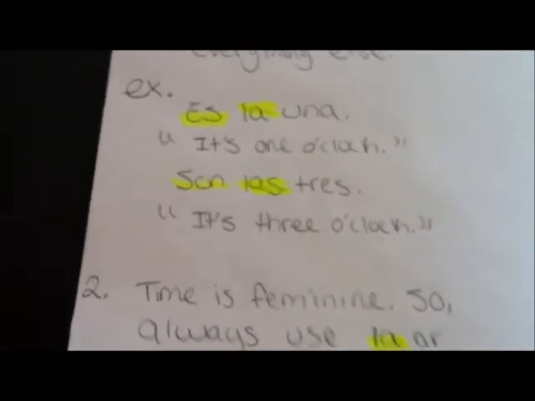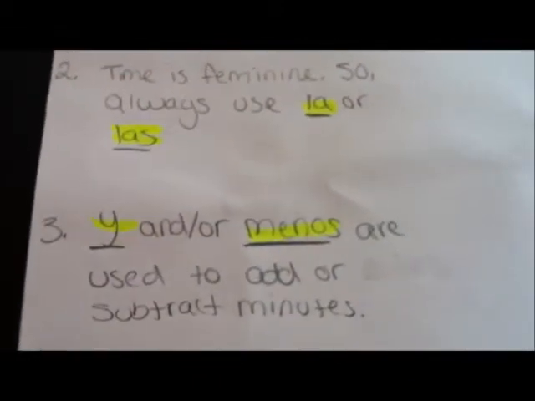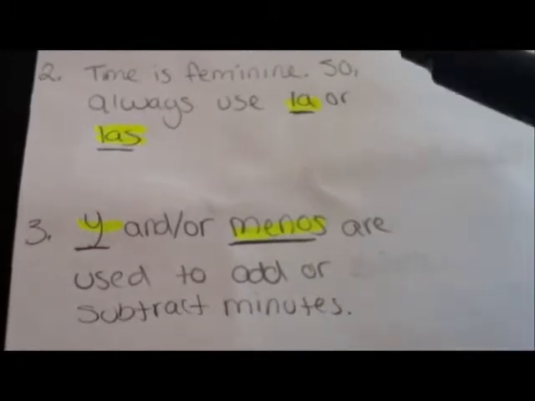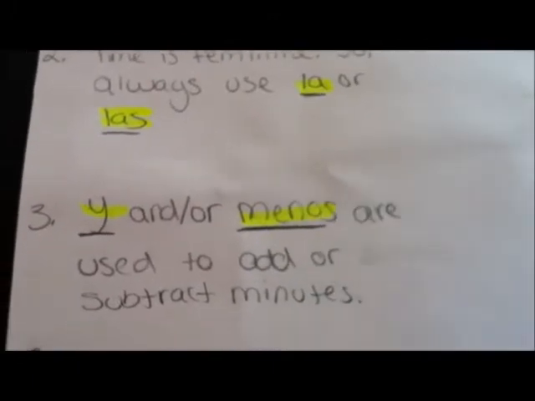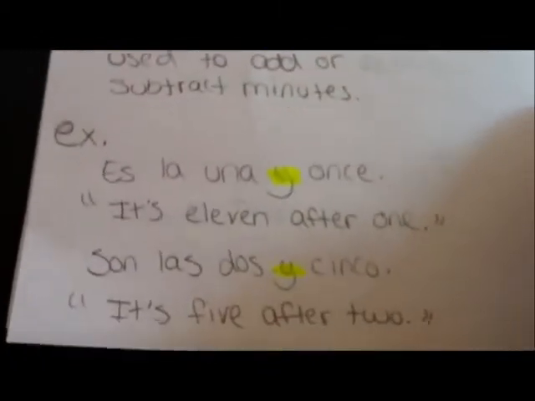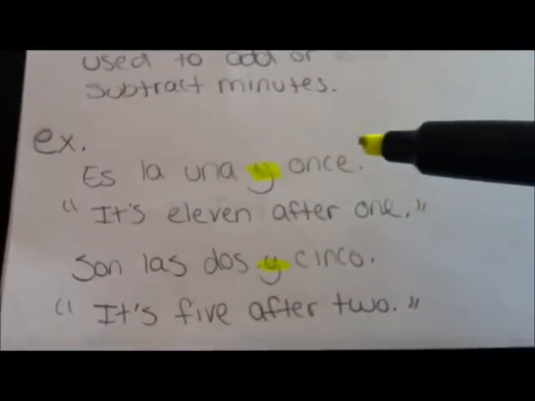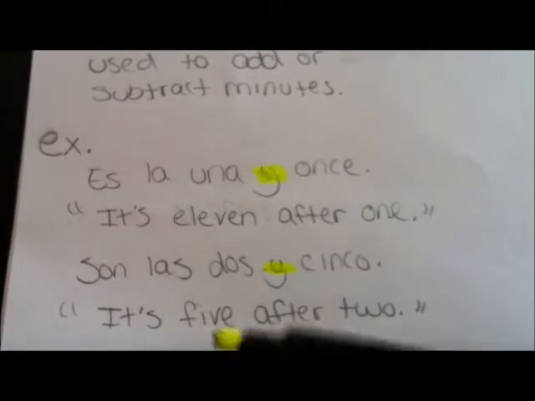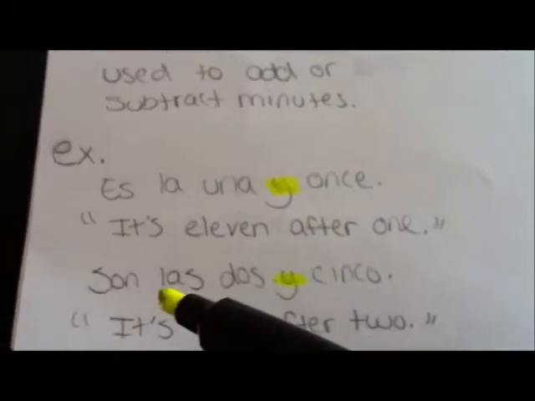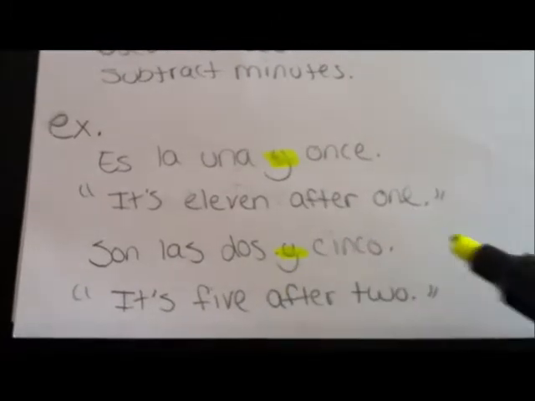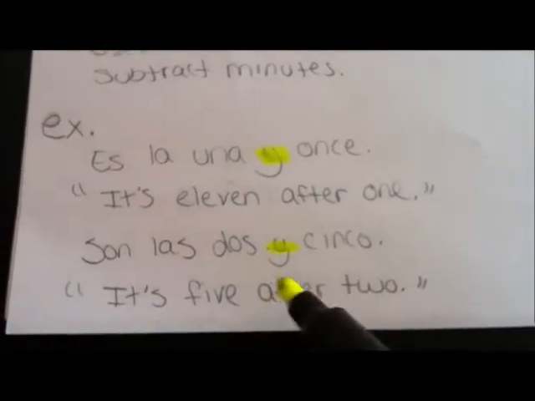Okay, and rule number 3 says we add y or menos when we try to add or subtract minutes. So, for example, es la una y once, which means it's 11 after 1. Or we also have son las dos y cinco, which means it's 5 after 2.